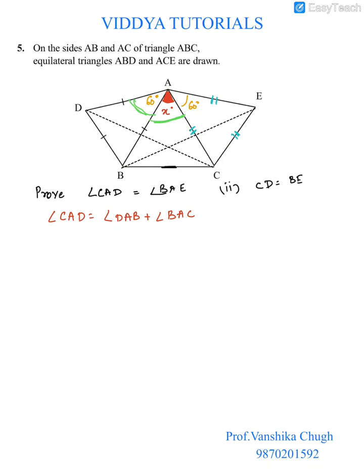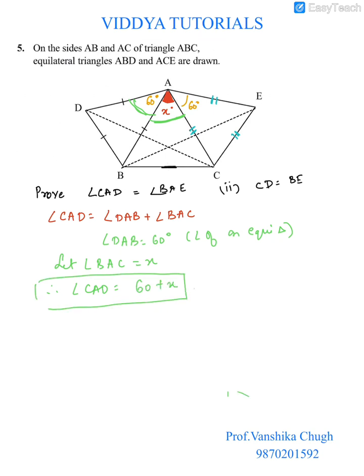Now the measure of angle DAB is equal to 60 degrees because it's an angle of an equilateral triangle. And I can assume angle BAC to be x. So I get the measure of angle CAD is equal to 60 plus x. This becomes my statement number 1.